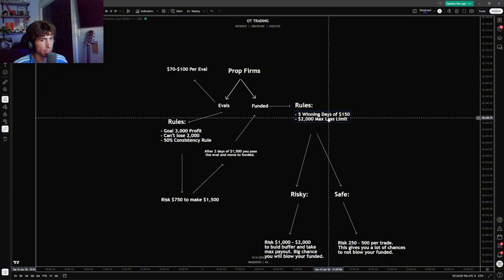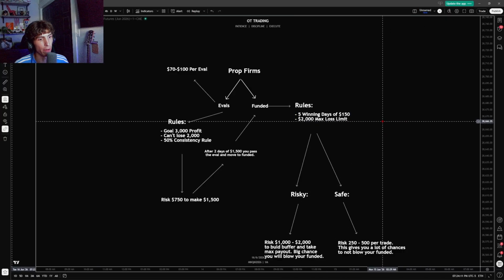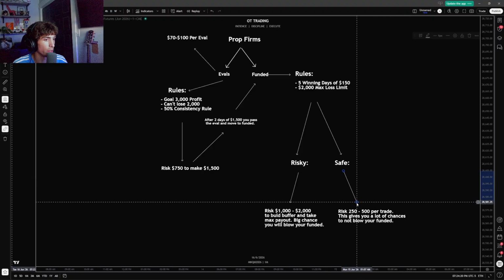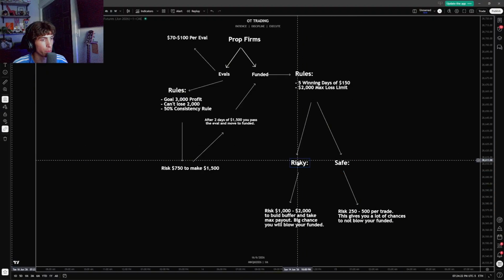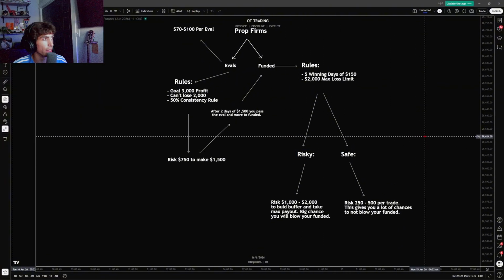And it's the same thing as an eval. You cannot lose $2,000. If you do, you blow the account. So there's 2 ways to play the funded rule. And a lot of people play them in different ways. So like a lot of traders will play it more safe. A lot of traders will play more risky. So let's go over the risky side of playing this evaluation.